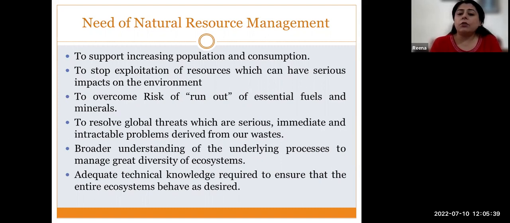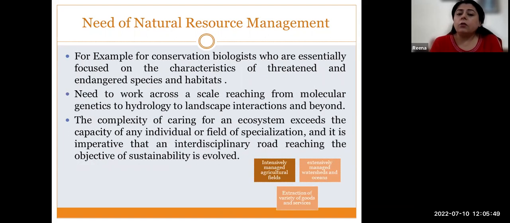Then you have to understand the broader concepts of the ecosystem, and how diverse ecosystems can be managed adequately. For example, conservation biologists have to study not just the area of conservation, but the characteristics of threatened and endangered species, their life cycle, their breeding pattern, their nesting time in the year, and the seasonal variations which impact their risk and vulnerability to climatic changes.